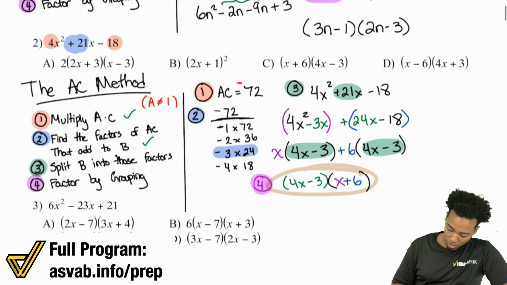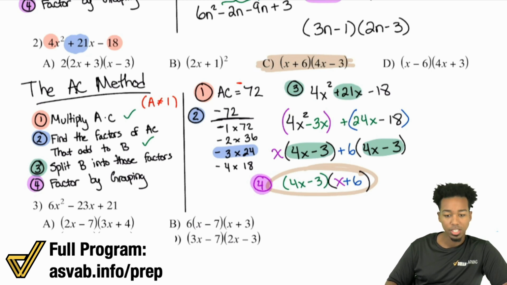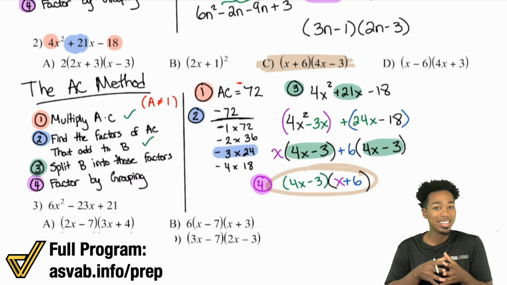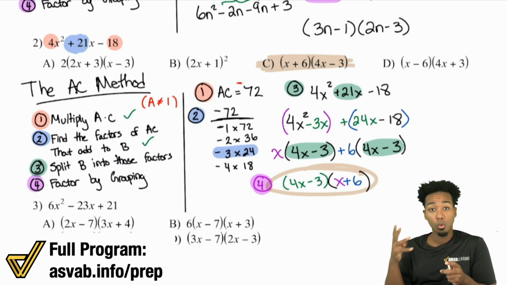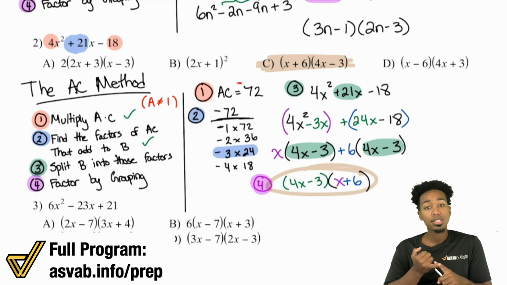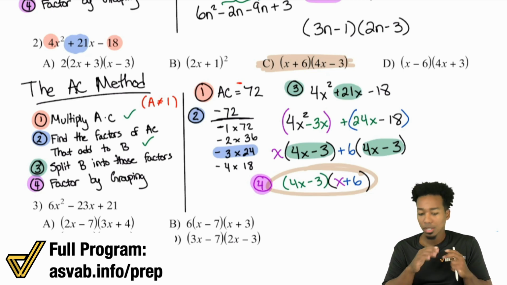So our final answer is where? It is right here. C. And we are good. So it seems like a lot, right? It seems like a lot, but it's really coming down to 4 main steps. Multiply AC. Find the factors of AC that add up to B. Then from there, split up B into those factors. And then factor by grouping, and you're done.